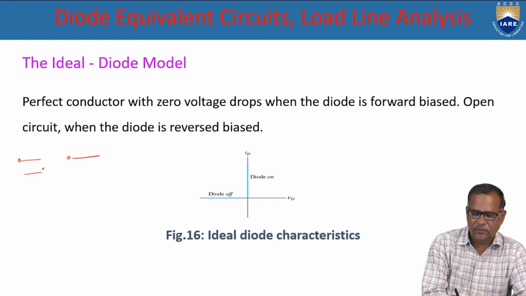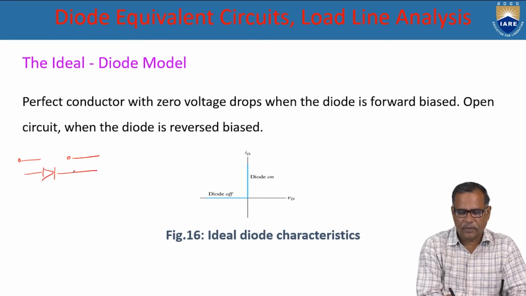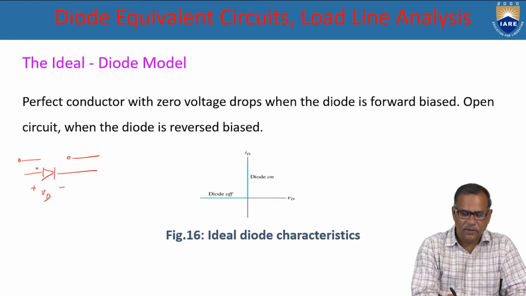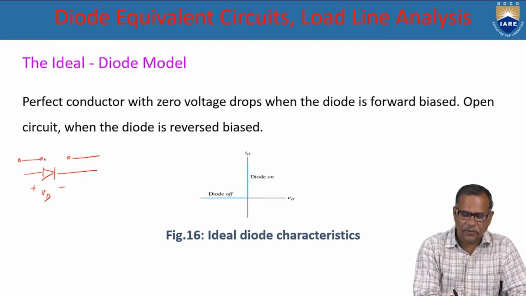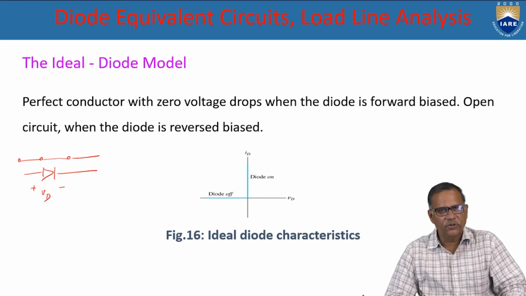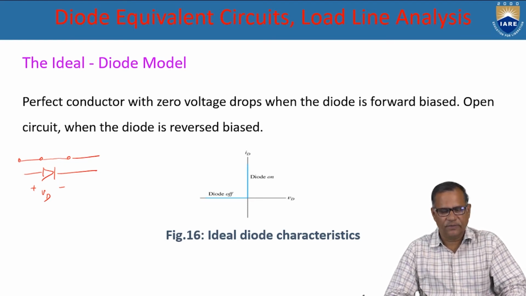So this is a diode, and we are applying the positive VD. That means the diode is forward biased, and we are going to have large amounts of current. It is similar to the switch being closed.